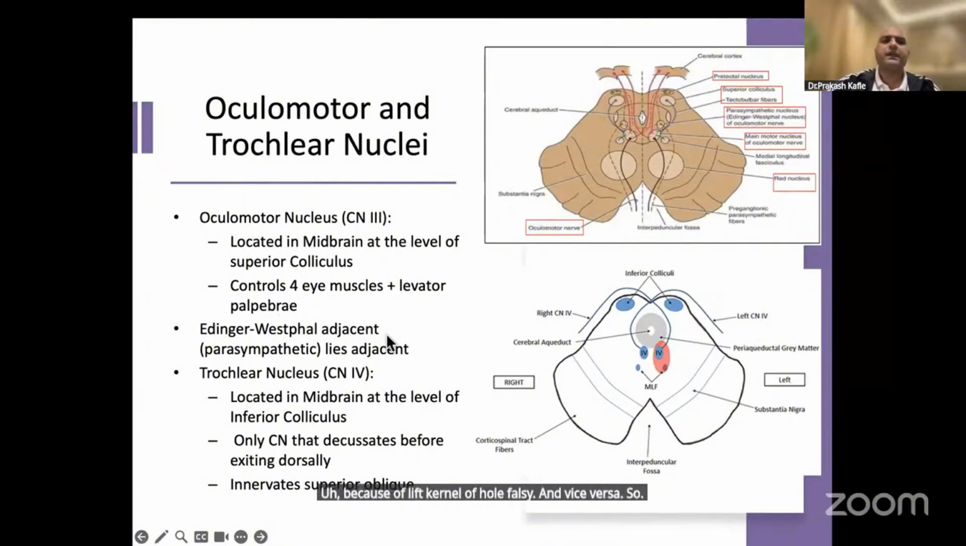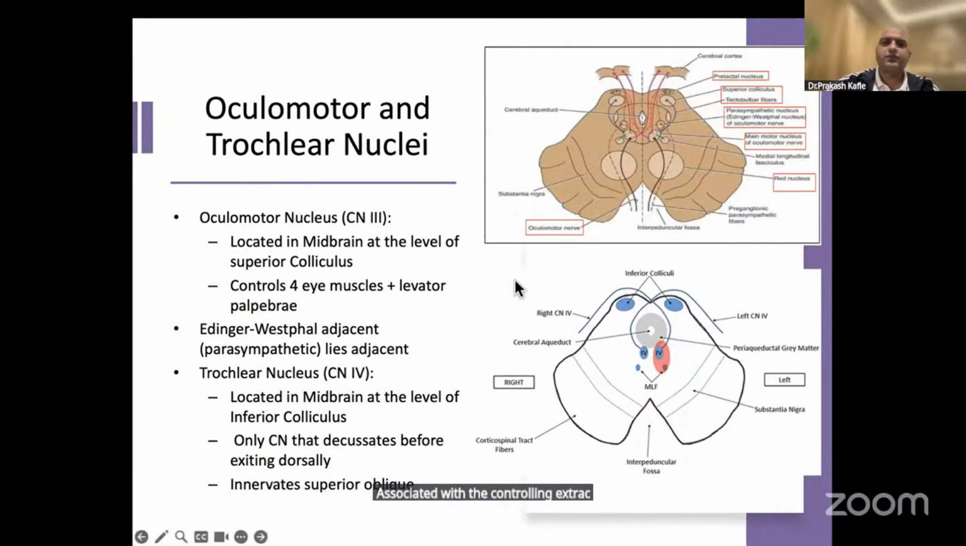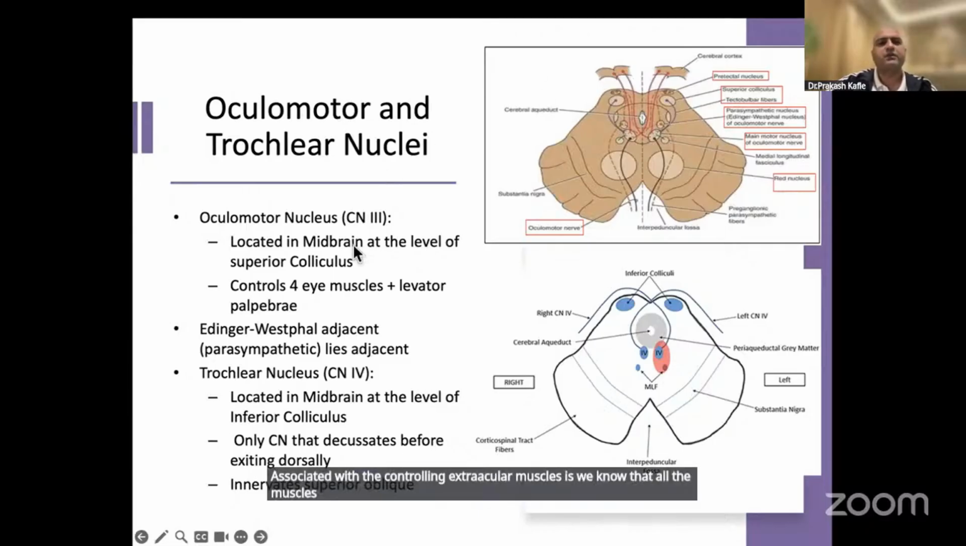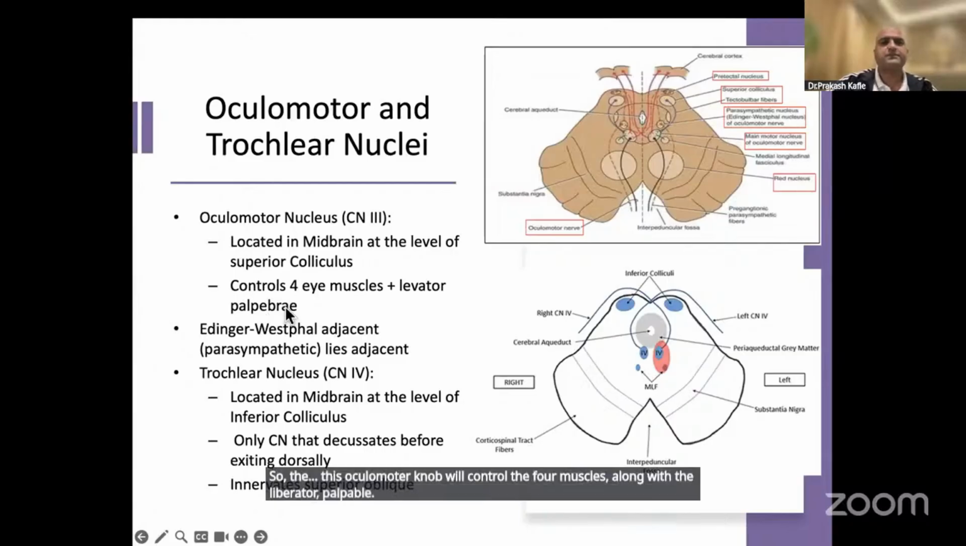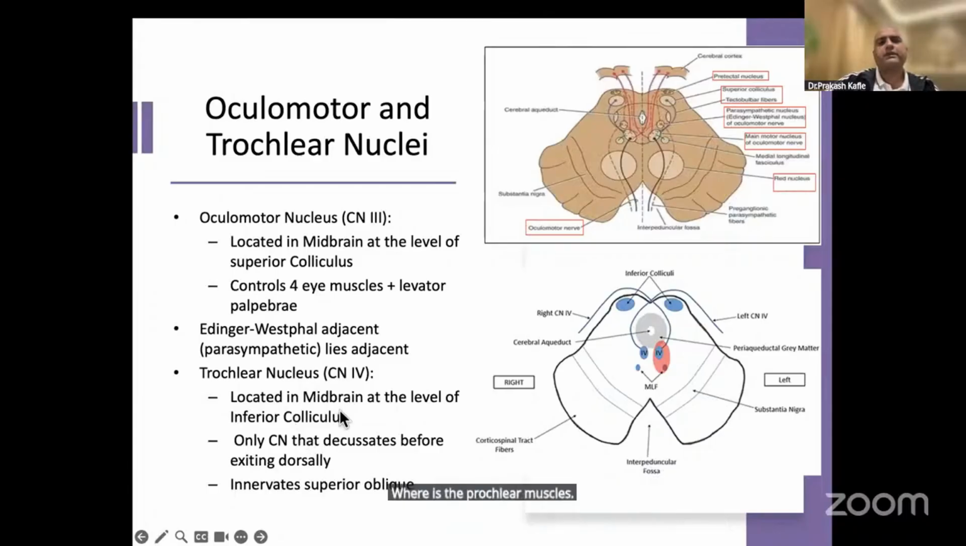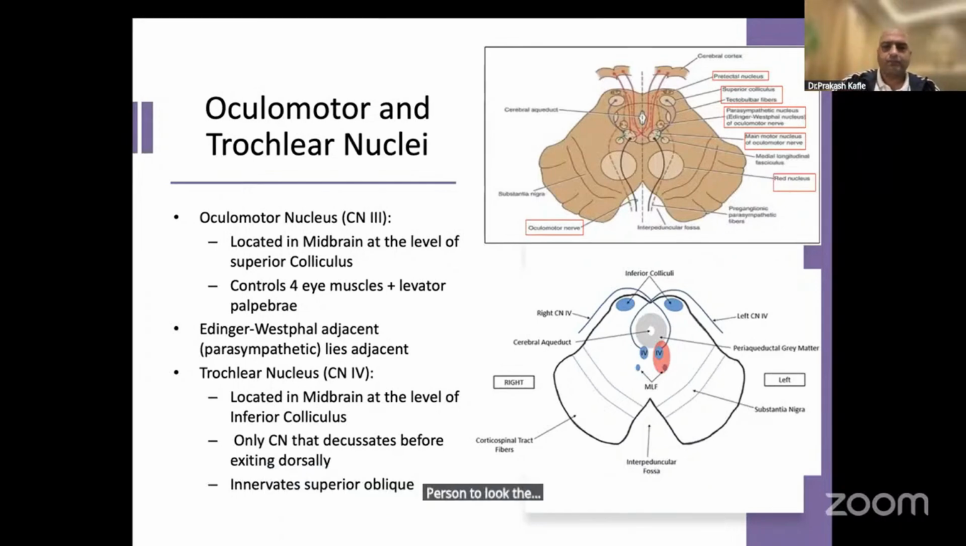So the oculomotor and trochlear nerves are associated with controlling the extraocular muscles. As we know, all the muscles are supplied by the third nerve except the superior oblique and the lateral rectus, right? So the oculomotor nerve will control the four muscles along with the levator palpebrae superioris muscle, which helps in the elevation of the eyelid. Whereas the trochlear nerve innervates the superior oblique, which helps the person to look downstairs.